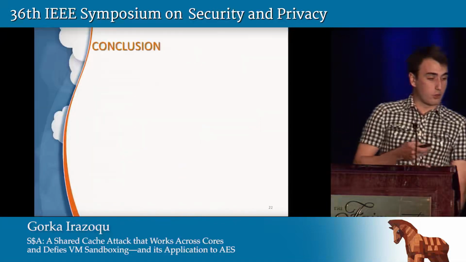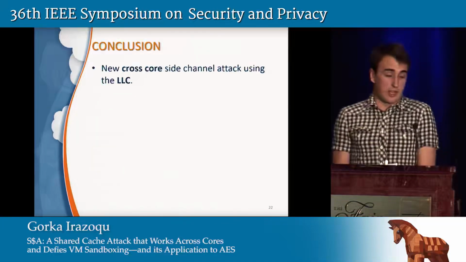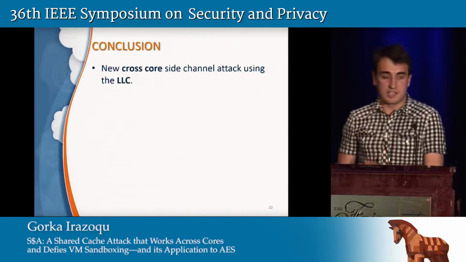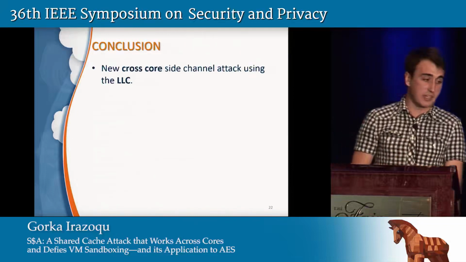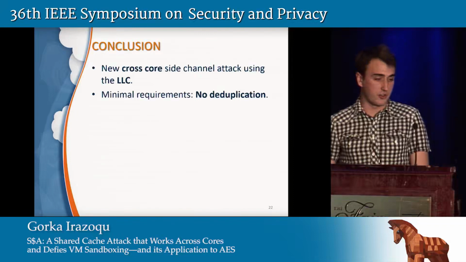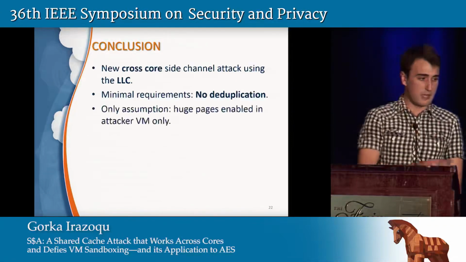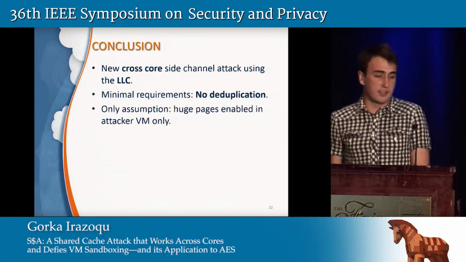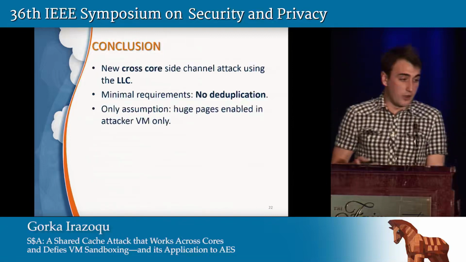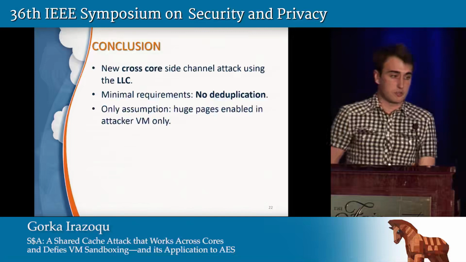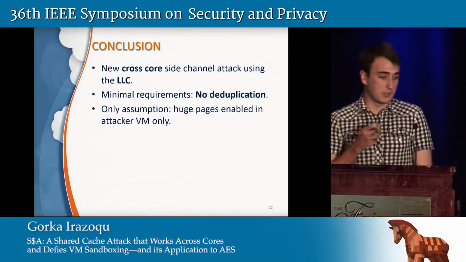So to conclude, we showed that a new cross-core side channel attack that uses the last level cache is still possible, even when the deduplication features are not turned on. So basically, we can still monitor the last level cache across cores. The only assumption we are using is that the guest VM or the attacker VM can allocate huge pages to control the last level cache.